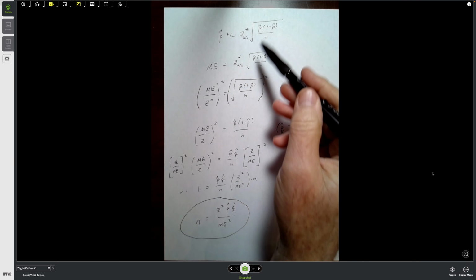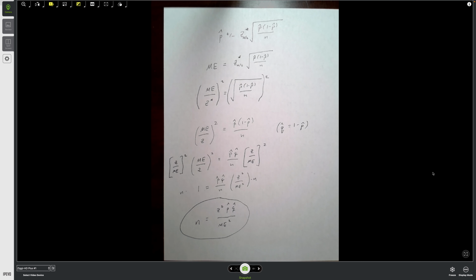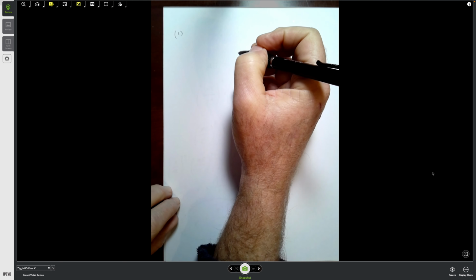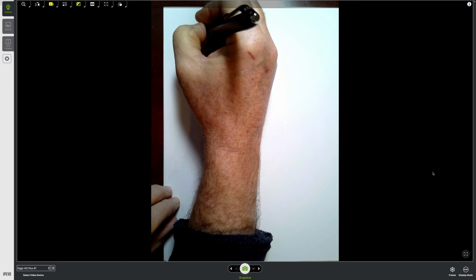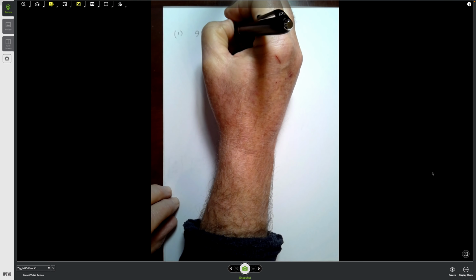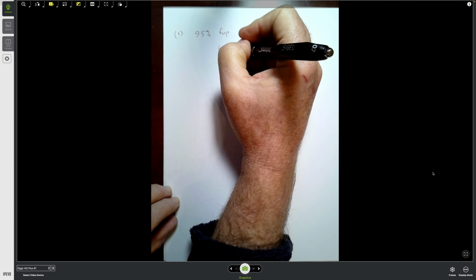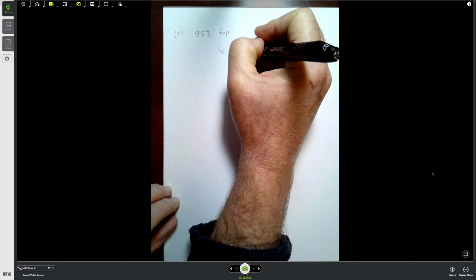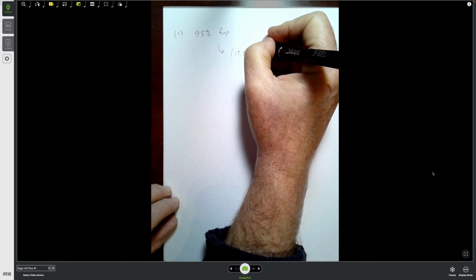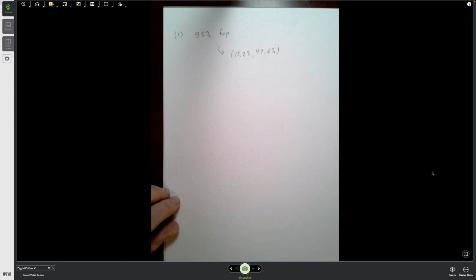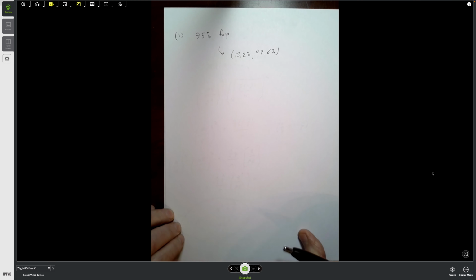Now, you're not going to have to replicate any of this stuff, so don't worry about that. You're just going to have to use the formula that we just created. All right, so let's see how that would work. Let's say we have a 95% confidence interval for p, so this is an example of the first case. And this confidence interval is, whatever, 13.2% to 47.6%.